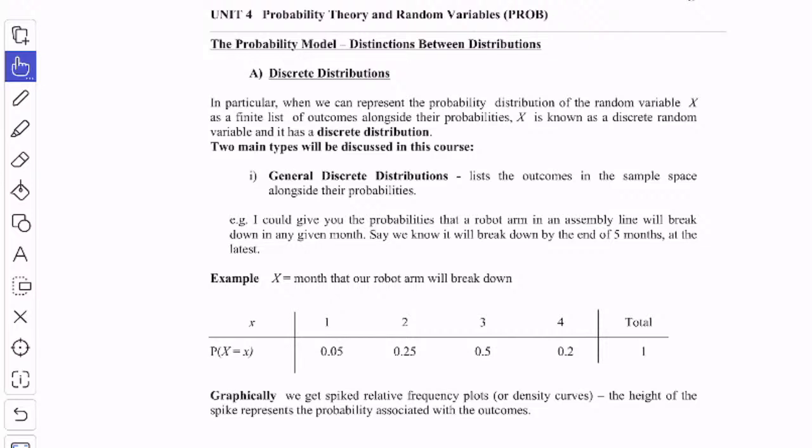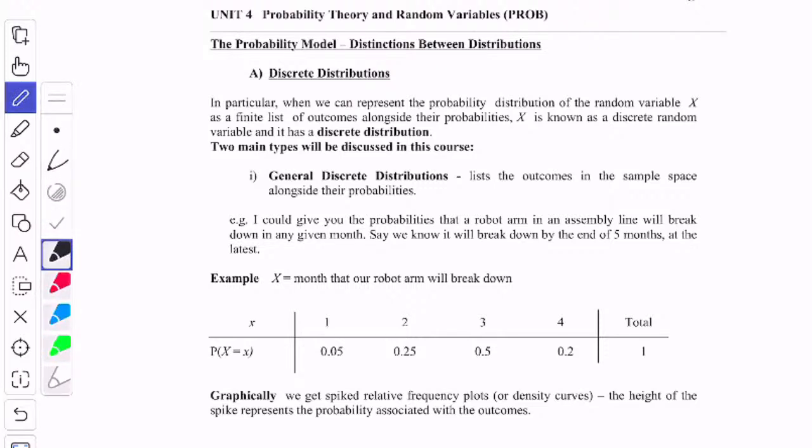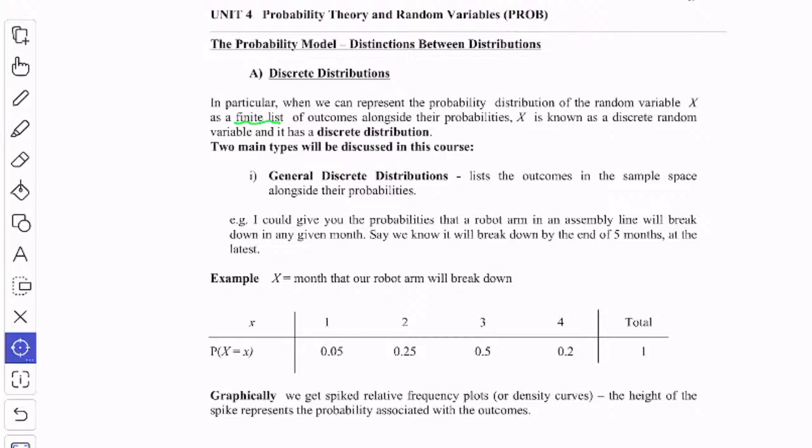Okay, so I begin with discrete distributions. These are distributions where the outcomes are a finite list. So you can actually write down all the possible outcomes of the sample space, and you know their probabilities. So this is just an example.